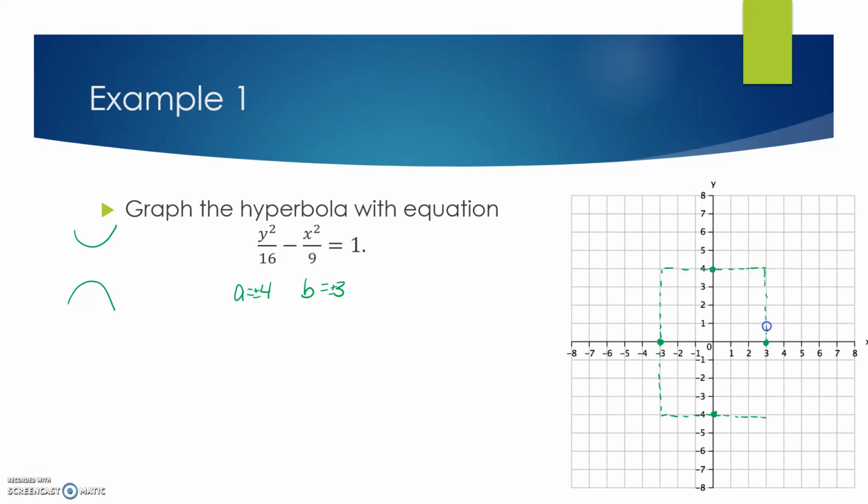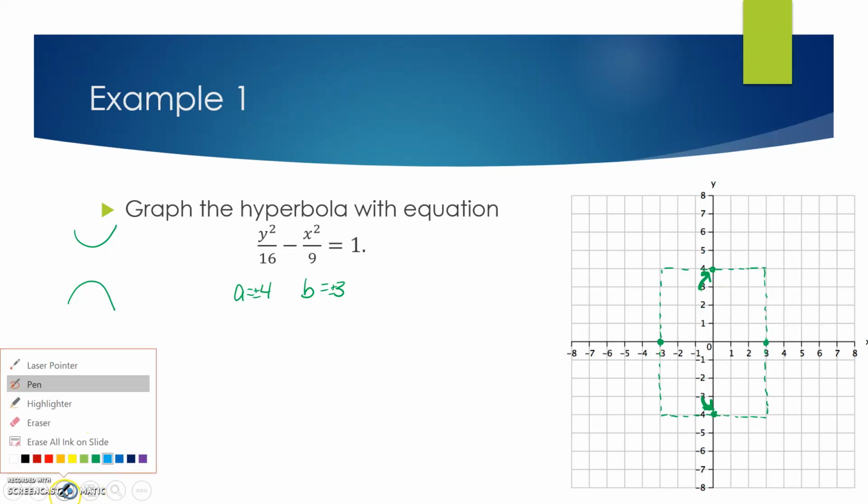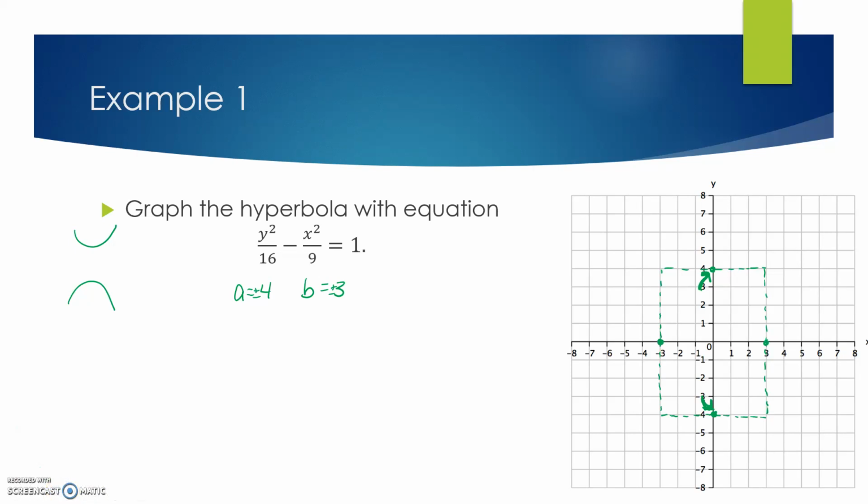I'm going to fill it all the way around. And my vertices are here and here. So next, my next step is to draw some diagonals. I didn't think I had a straight edge. Okay. I'm going to draw a diagonal that goes from this corner through to this corner and beyond, okay? And this should pass through the origin.